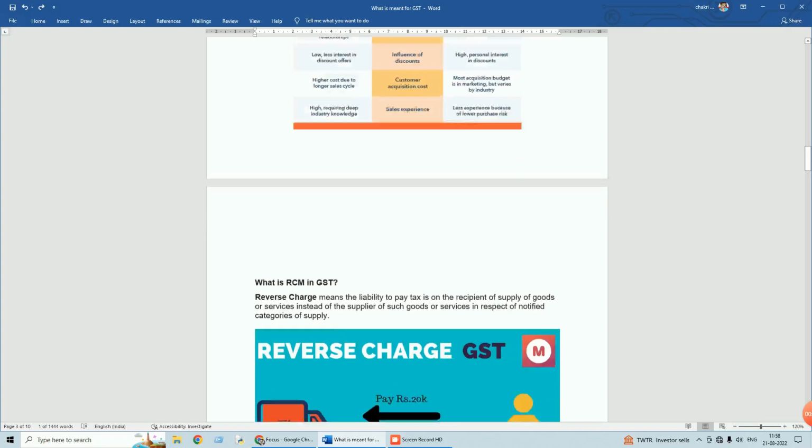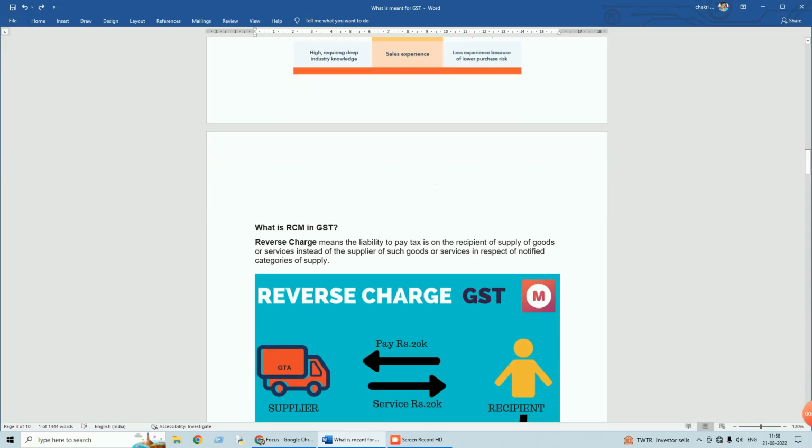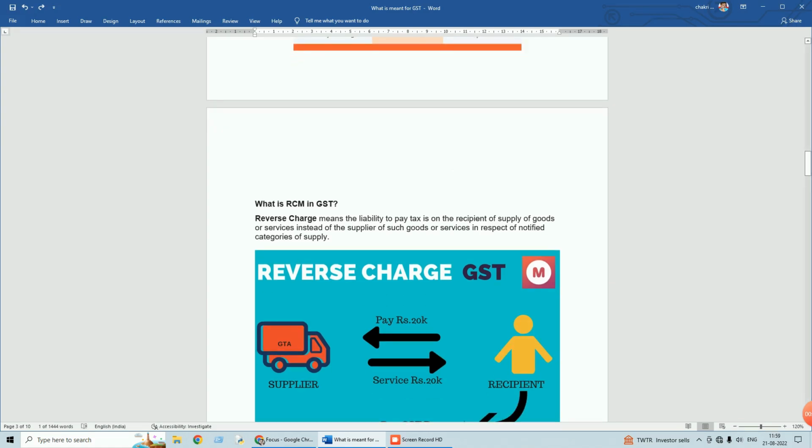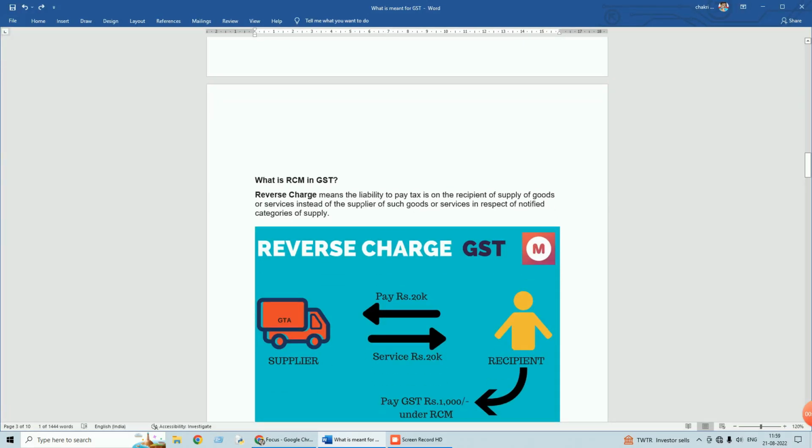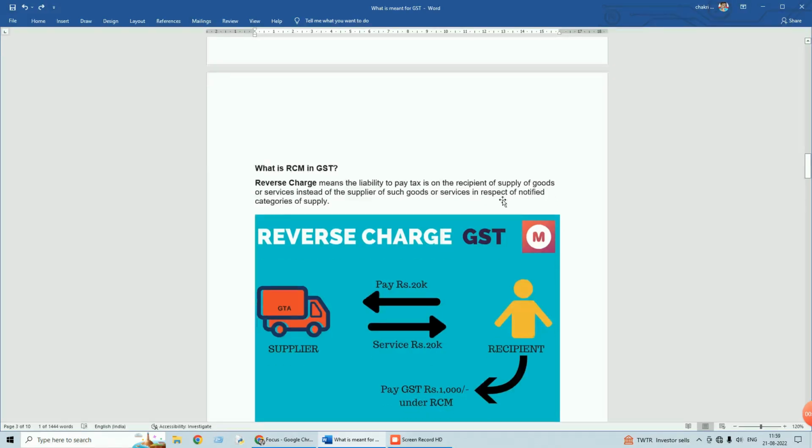Then in GST there is an RCM, which is reverse charge mechanism. This comes under the purchases. If there is any unregistered supplier, we need to pay the taxes on behalf of that unregistered supplier. So this is a reverse charge mechanism. The liability to pay tax is on the recipient of supply of goods and services instead of the supplier, in respect of notified categories of supply.